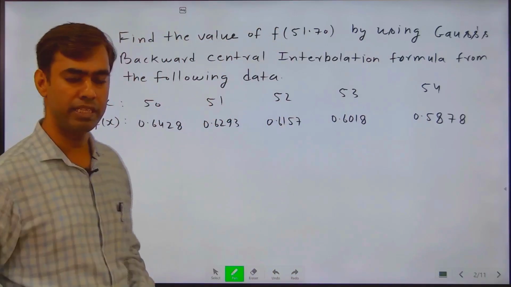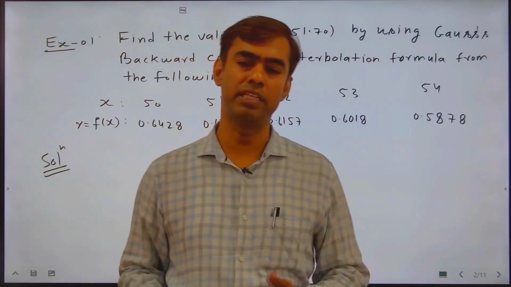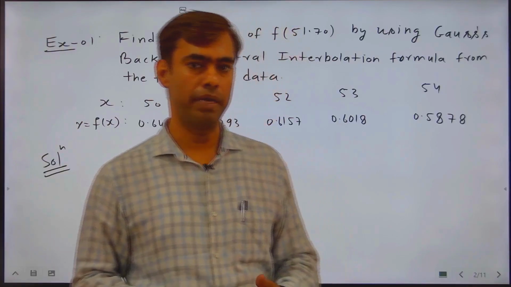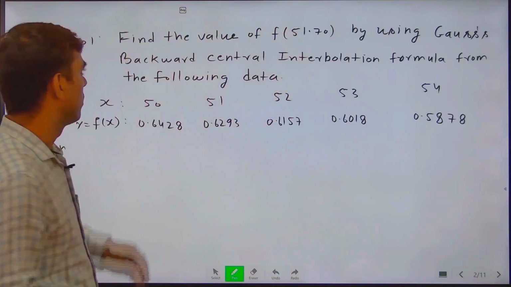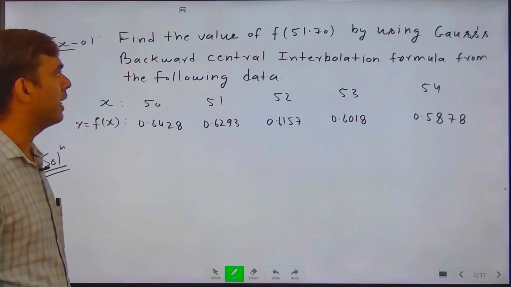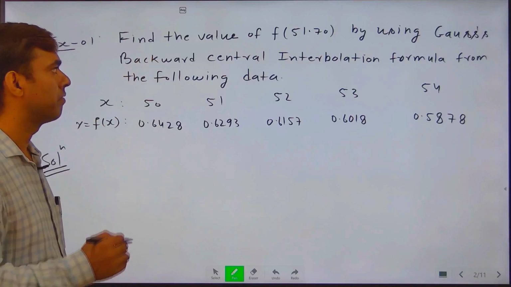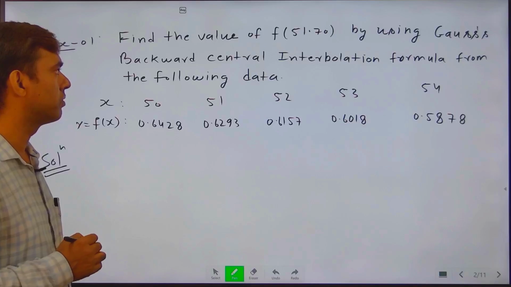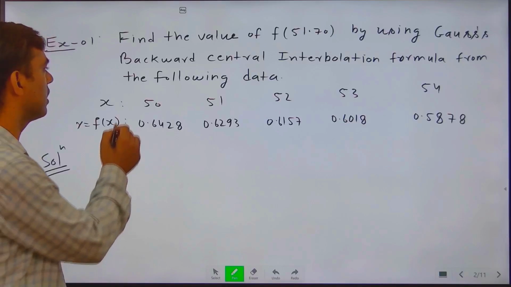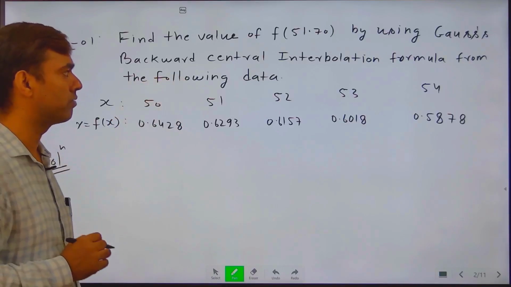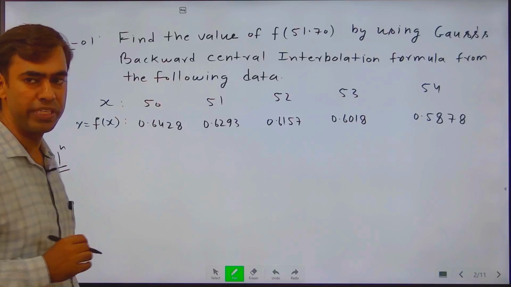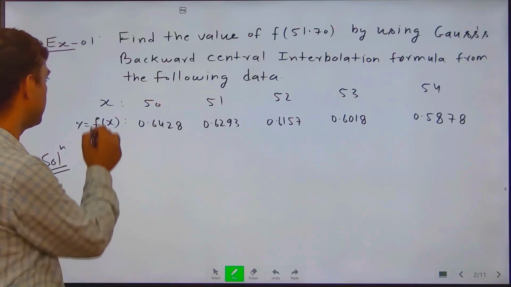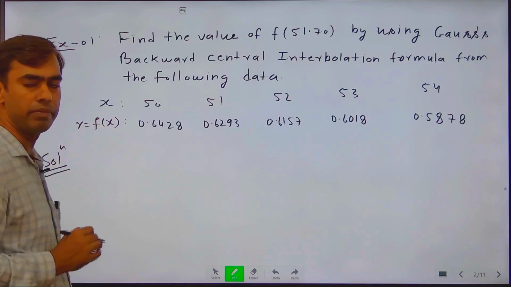In order to save time, we have already written a numerical problem. What is the numerical problem? Find the value of y at x = 51.70 by using the Gauss backward central interpolation formula from the following data. The data is the values of x and y.